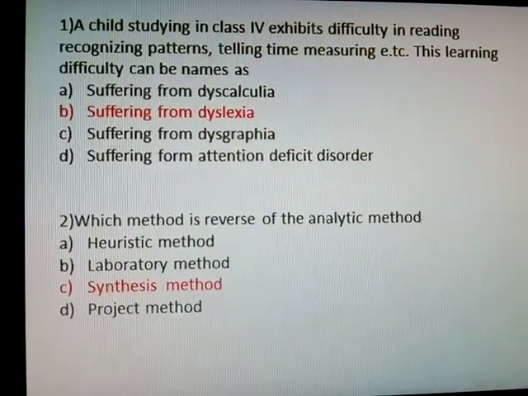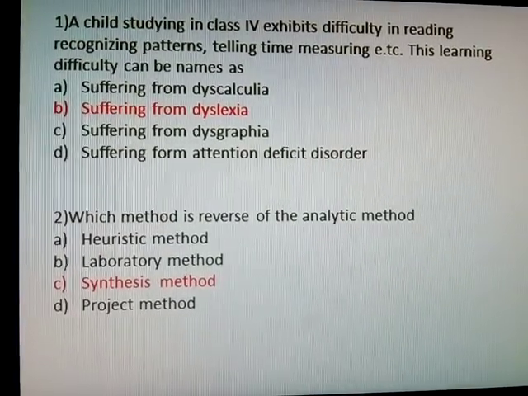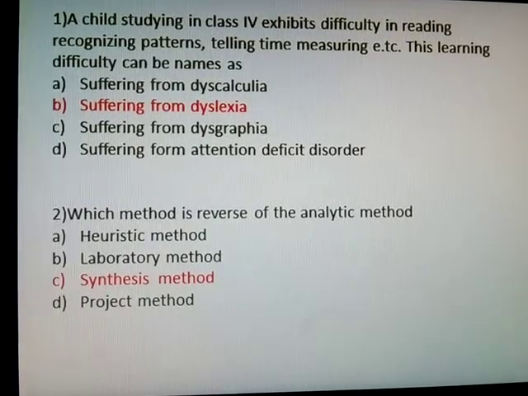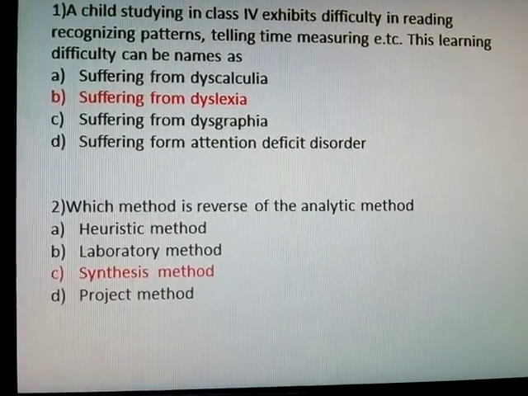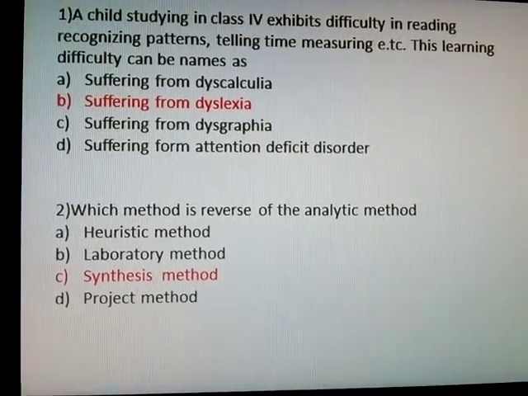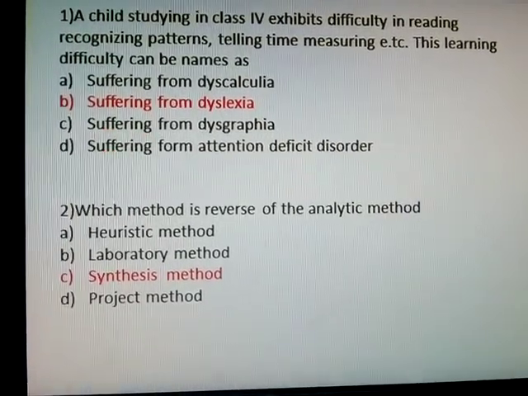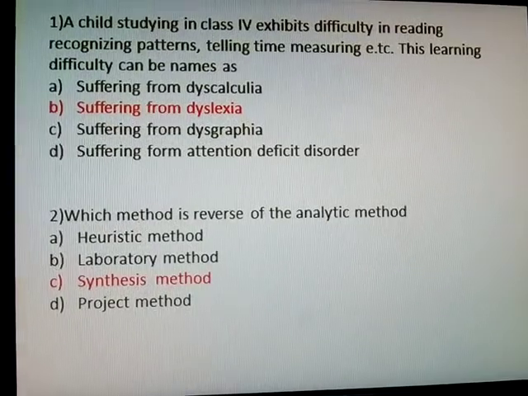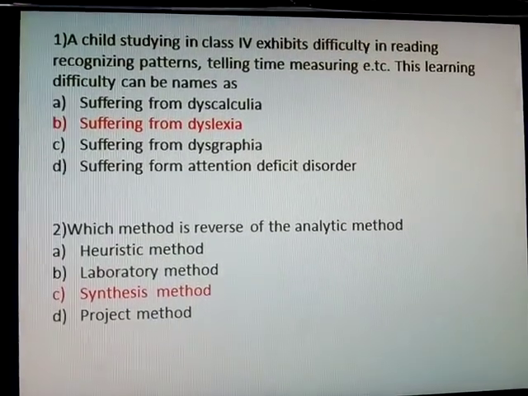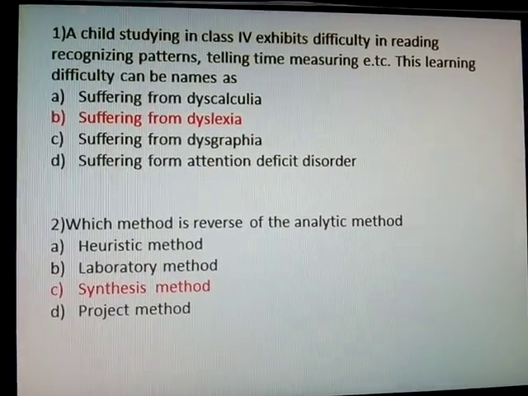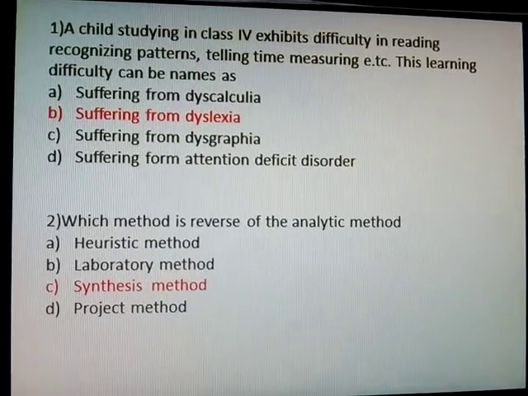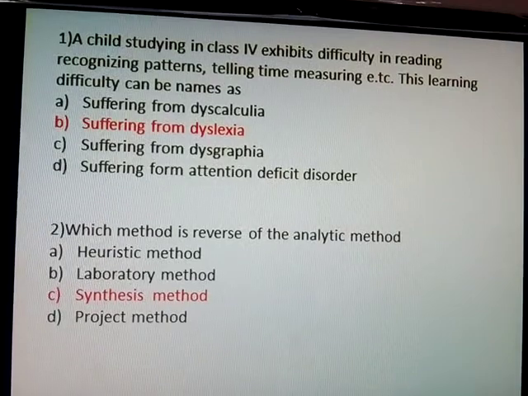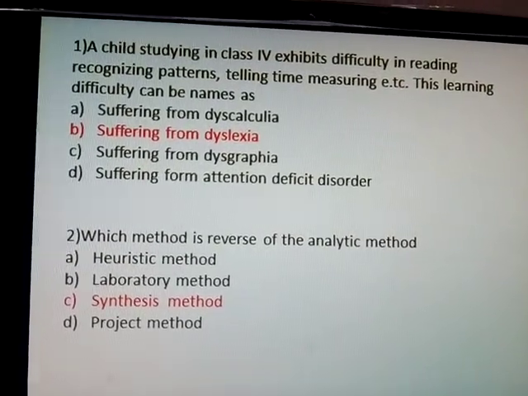First question: a child studying in class 4 exhibits difficulties of reading, recognizing patterns, telling time, measuring, etc. This learning difficulty can be named as answer B, suffering from dyslexia. Which method is the reverse of the analytic method? Answer C, synthesis method.